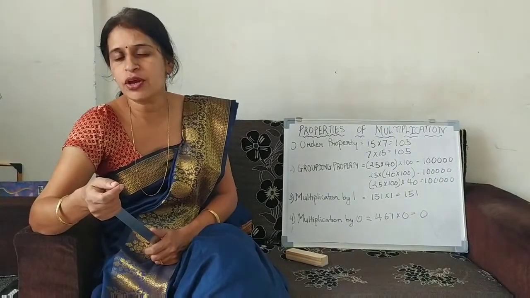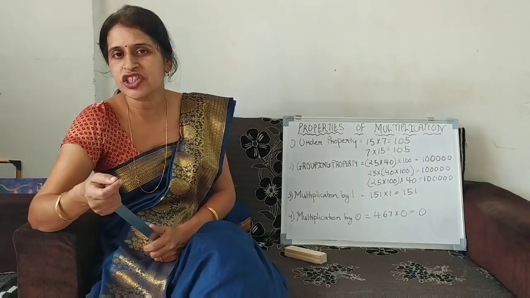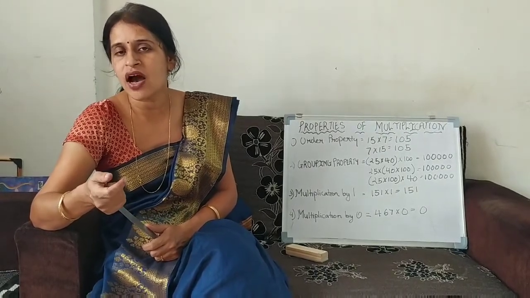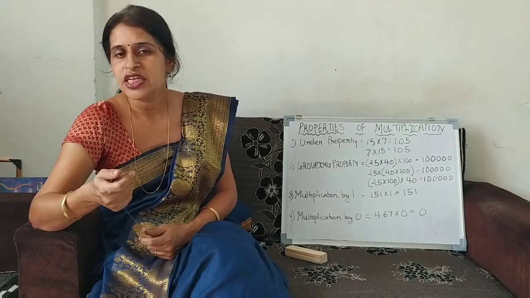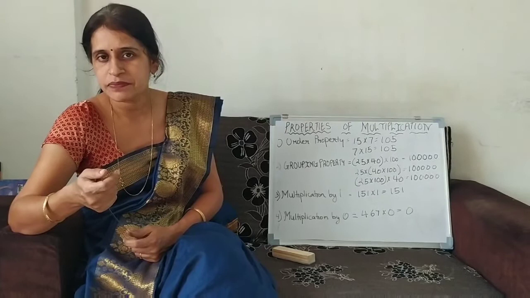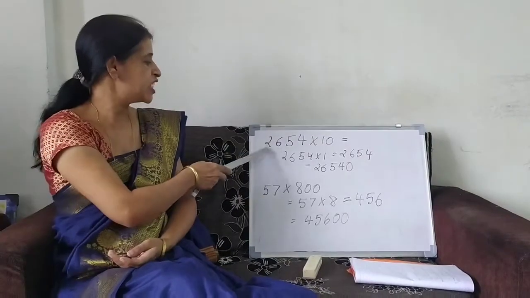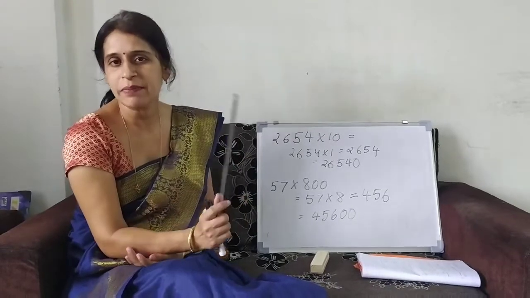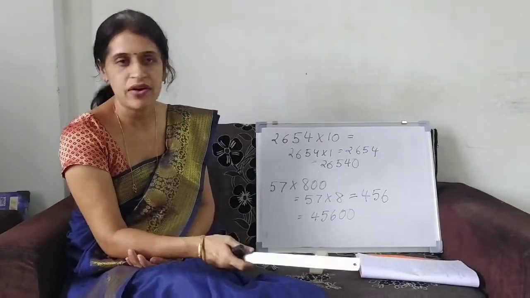There are other three properties also. One is multiplication by 10, how you multiply by 100 and how you multiply by 1000. So I'll teach you now multiplication by 10, 100 and 1000. Now let us do multiplication by 10 and multiplication by 100. How we can multiply by 10 and multiply by 100.